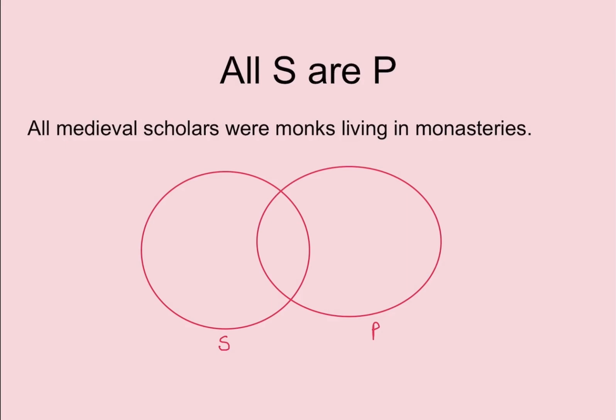Now let's see in case of categorical propositions आप Venn diagram कैसे बनाते हो. So let's start with the first proposition, which is A proposition, and there is an example given. All medieval scholars were monks living in the monasteries. Now in this particular case, you have a subject, you have a predicate, this is the copula, this is the quantifier.